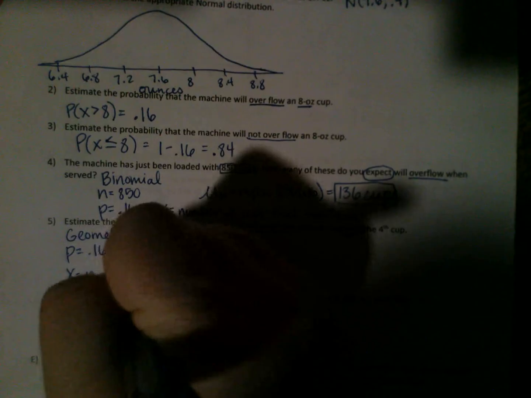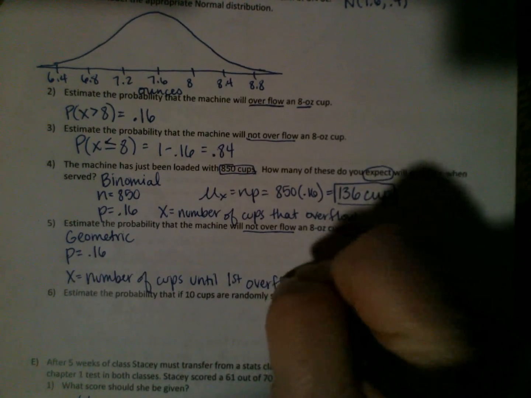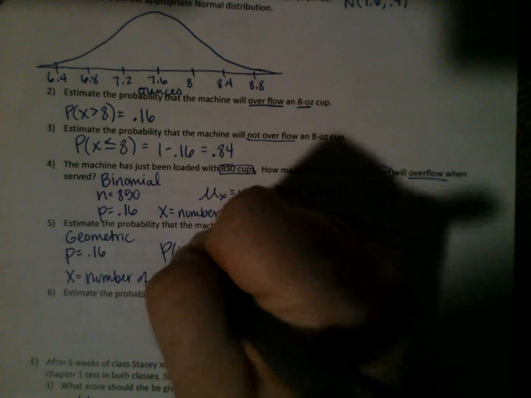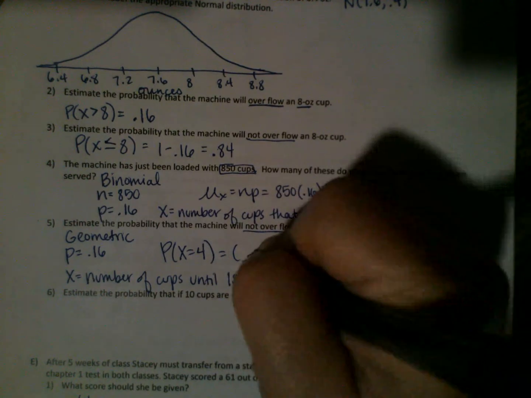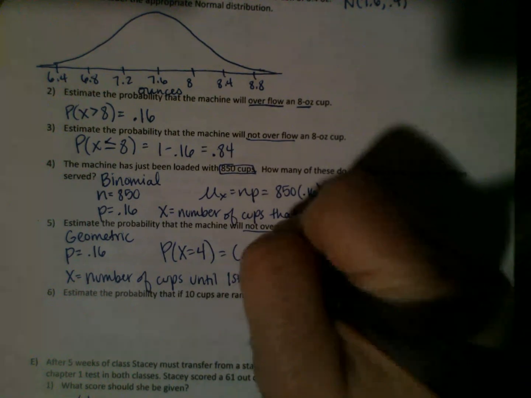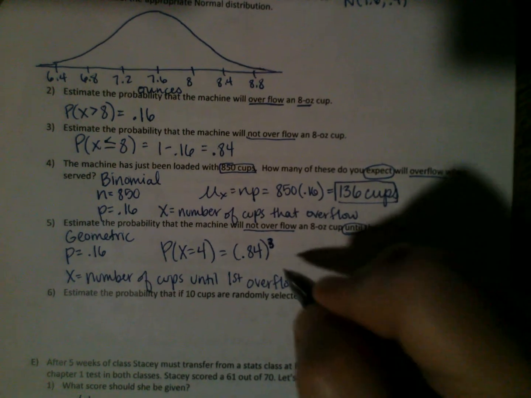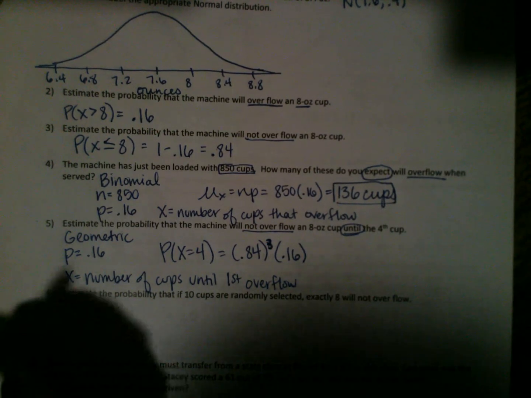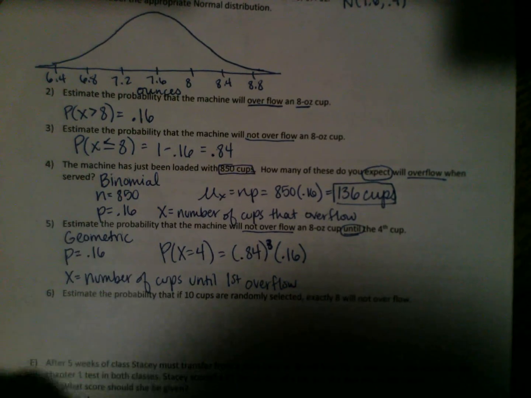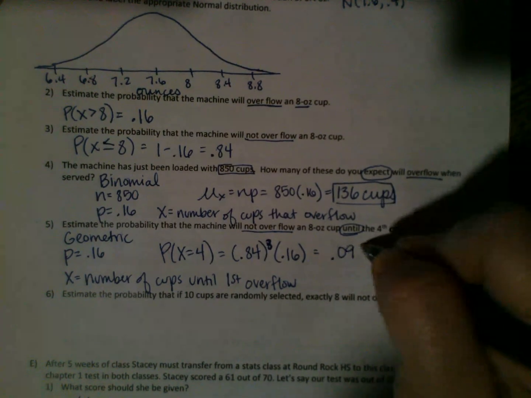X would be number of cups until first overflow. And we want the first overflow to be the 4th cup that gets filled, which means that the first 3 don't overflow. That's 0.84 to the 3rd. And then the 4th one is an overflow, 0.16. 0.84 to the 3rd times 0.16 gives us a probability of 0.095.